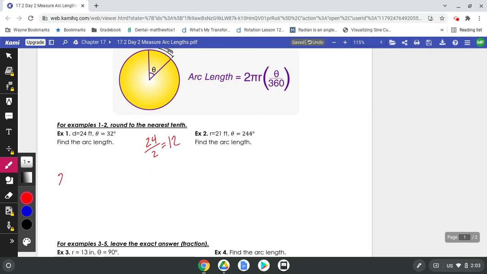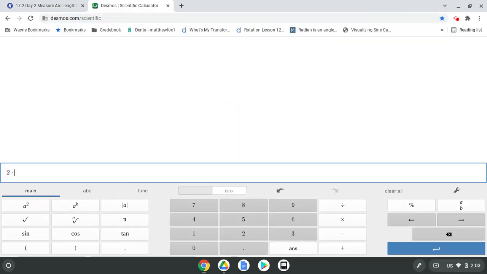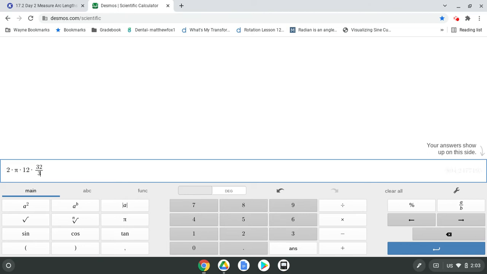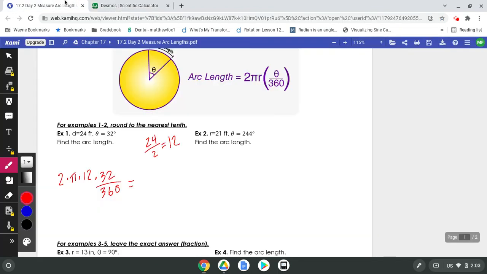So we're going to do 2 times pi times 12 times 32 degrees over 360. And we're rounding to the nearest tenth, it says. So once again, I recommend use the Desmos. And we said it was 2 times pi times 12 times 32 divided by 360. We get 6.7. The next one's a 0, so we keep it as is, 6.7 feet. Remember, it's not squared because it's a distance. It's not area, so 6.7 feet. That's what we have. All right.